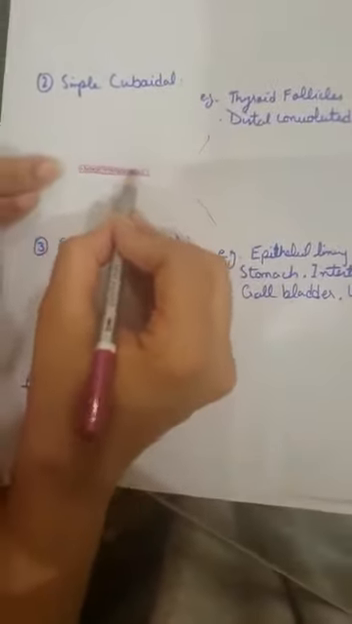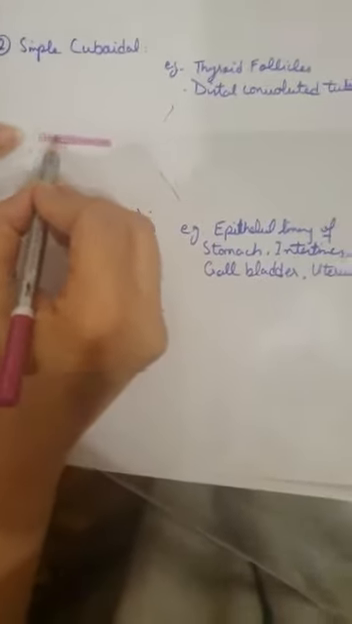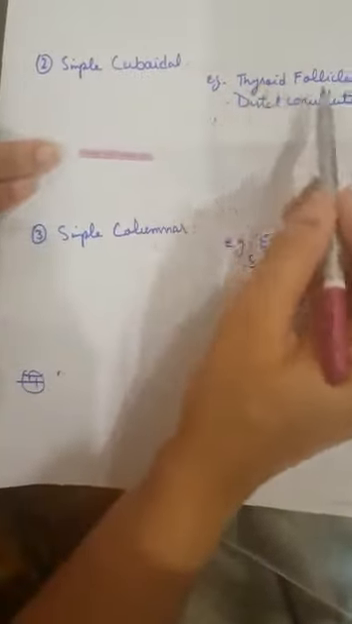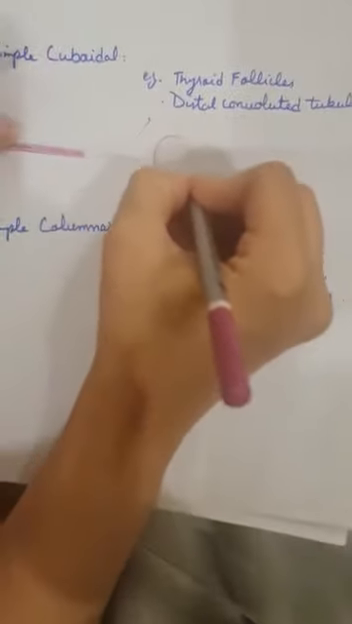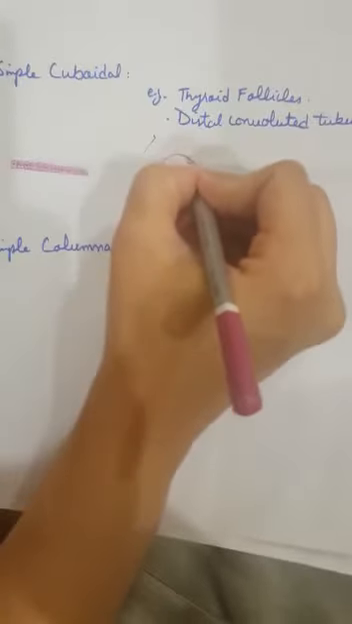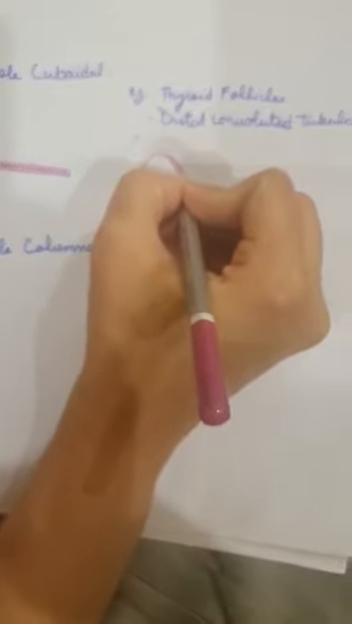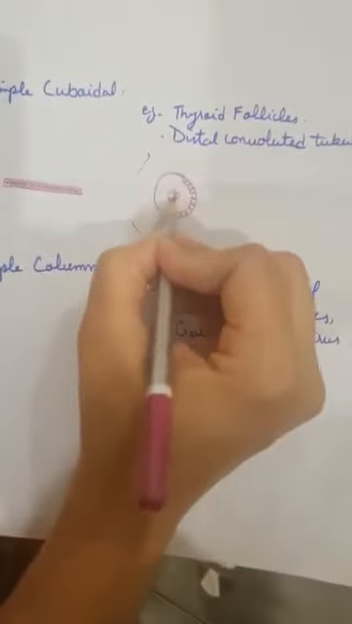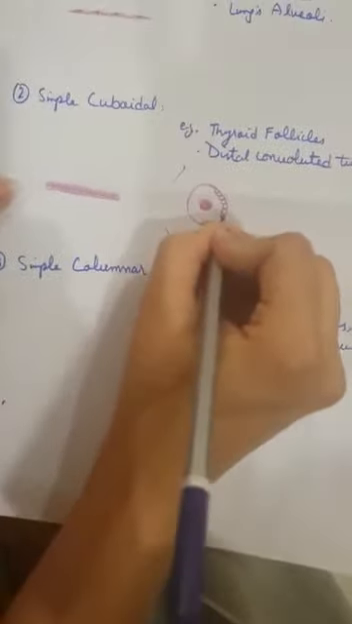Now here is the simple cuboidal epithelium, and examples of the simple cuboidal epithelium are the thyroid follicles and the distal convoluted tubules. Here I am drawing a thyroid follicle. This is the basement membrane, this is the simple cuboidal epithelium lying on the basement membrane, and this is the colloid. The colloid is present in the thyroid follicle. This is a single thyroid follicle, and it will have the central rounded nucleus.